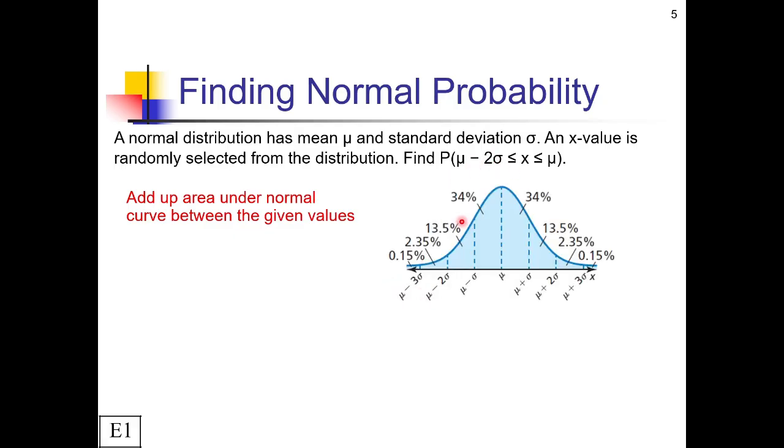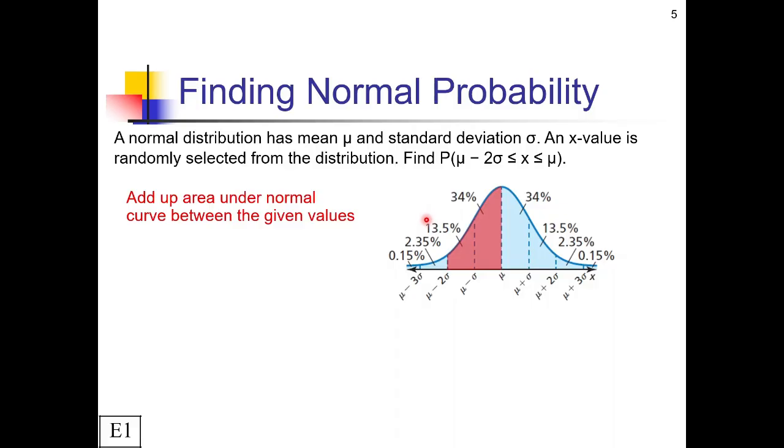All right, so here's our normal curve again. It's up to you whether you want to redraw this fresh or just use the one that you saw earlier in your handout. But if we're going from mu minus 2 sigma to mu, that's from right here to here. So I'm just going to shade that in so you can see what we're dealing with. And we're just adding these two areas together.